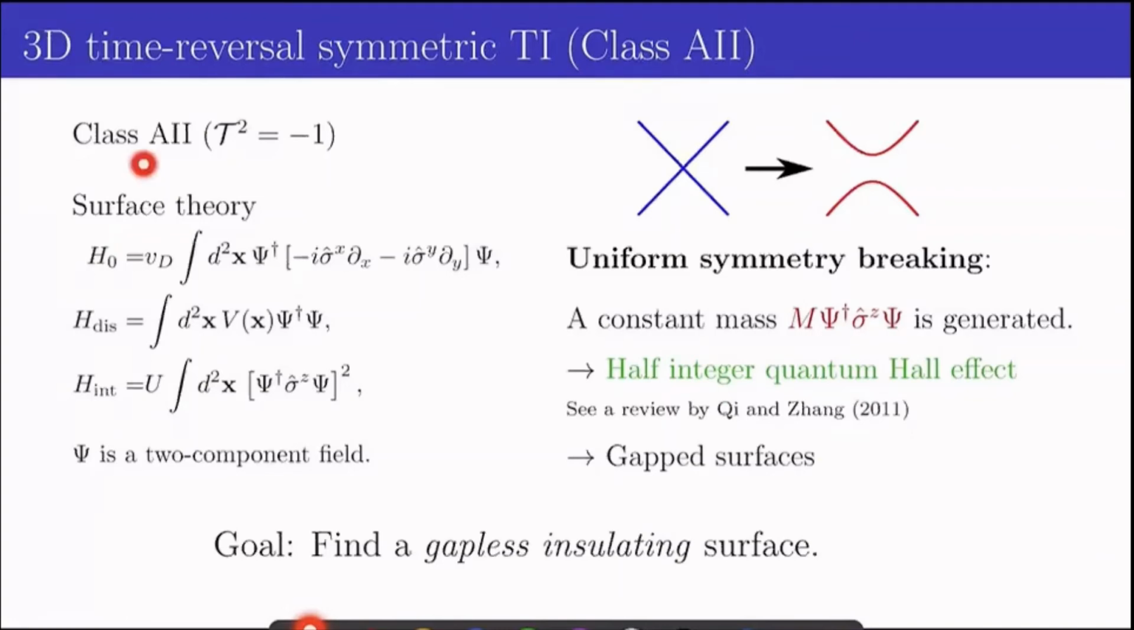Class A2 is characterized by the time reversal symmetry, and the surface state is a single Dirac fermion. The only mass term is in this sigma z form, and we consider mass square interaction. When U is sufficiently strong, the system will develop a gap and break the symmetry spontaneously. This mass term is a topological mass. When it's uniform, it actually drives the system to a half-integer quantum Hall effect. Our goal is to find a gapless insulating surface.